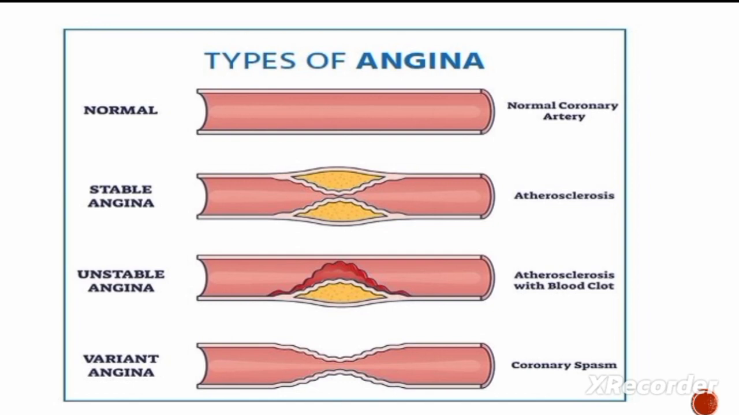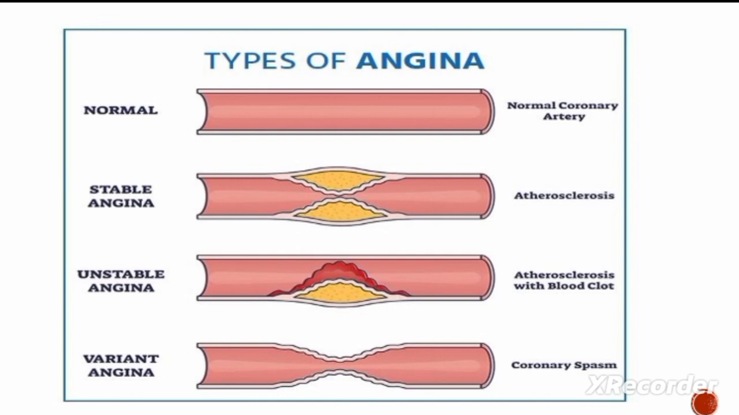Stable angina is mainly due to myocardial ischemia and is usually associated with coronary artery disease, and the episode lasts within 5 to 15 minutes. It is provoked by exertion. So there will be a precipitating factor for stable angina, and it increases when the patient is on exertion or physical exercise. Then it is relieved by rest or with nitroglycerin.